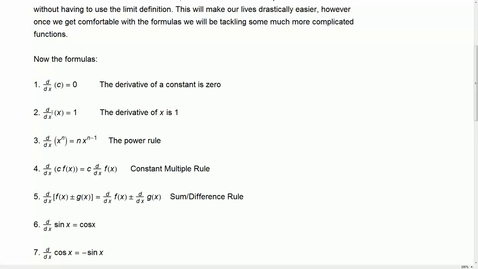The second formula says that the derivative with respect to x of x itself is 1. And the way you can figure this out is, remember what the function f of x equals x is. That's the diagonal line, or the identity function, and the slope of that line is 1. So that's all we're saying here, is that the slope of the identity function is always 1.